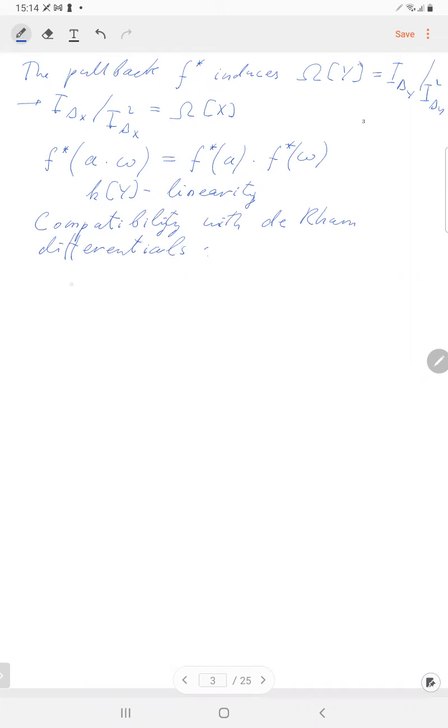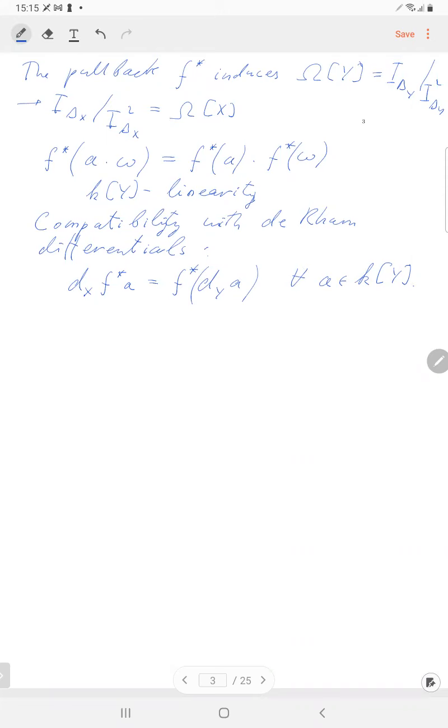Namely, if you take the differential upstairs on x of the pullback of some function, then it's the same as if you first differentiated on the base, and then pulled back the result. So this holds for any function on the base y. Okay, and hopefully you will remember this from basic calculus, and it works here as well.